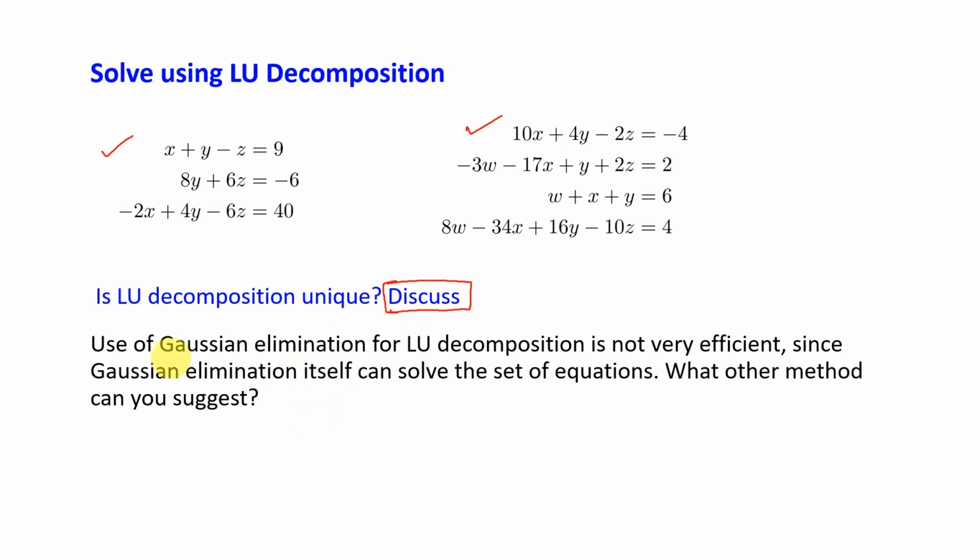Finally, as I already mentioned, Gaussian elimination is not a good technique for LU decomposition, of course, because Gaussian elimination itself can solve linear equations. Why would you use Gaussian elimination for LU decomposition? But what could be other methods? We'll see some methods in the next lecture, but before we do so, can you just think about it and suggest something? That's all for this lecture.